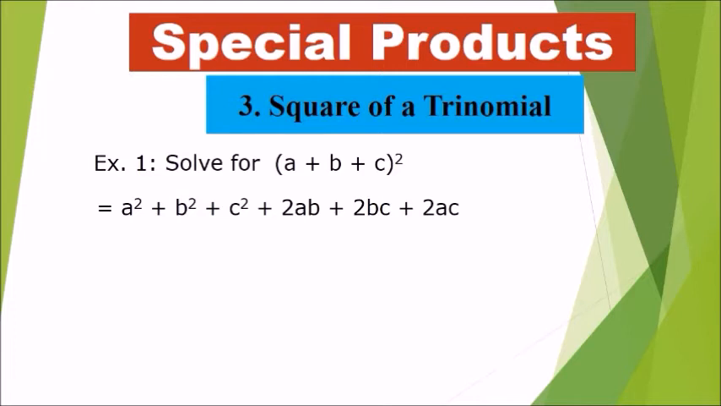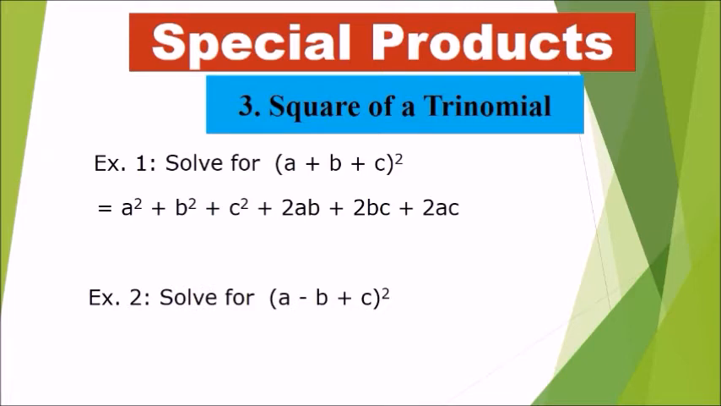Ito na ang sagot. Ngayon, kung hindi natin gagamitin itong square of a trinomial which is part of the special product, mahabang solution ang ating magiging solution dito. Kasi you need to multiply quantity A plus B plus C by itself. A plus B plus C. Okay? So, ito, shortcut itong special product, kaya tinawag na special ito. Next number, let us have another example, number 2.